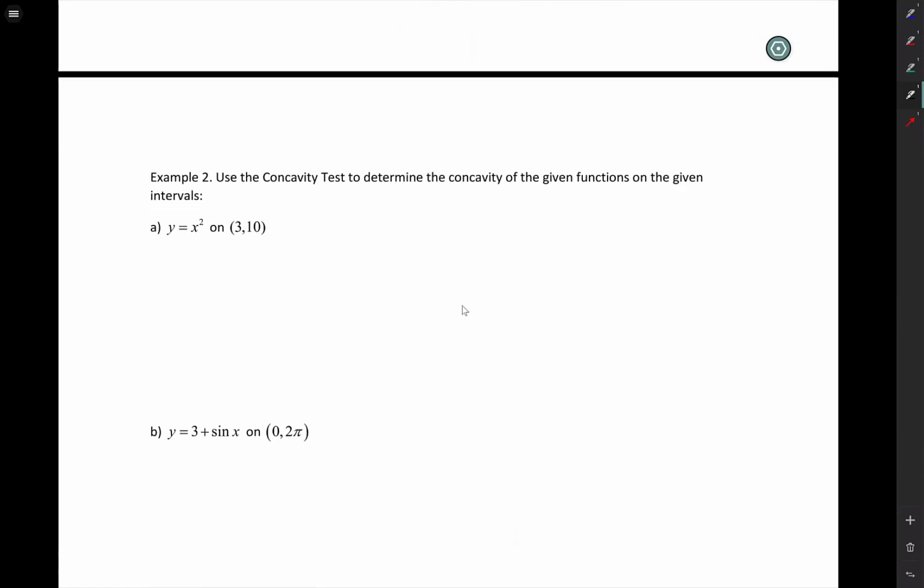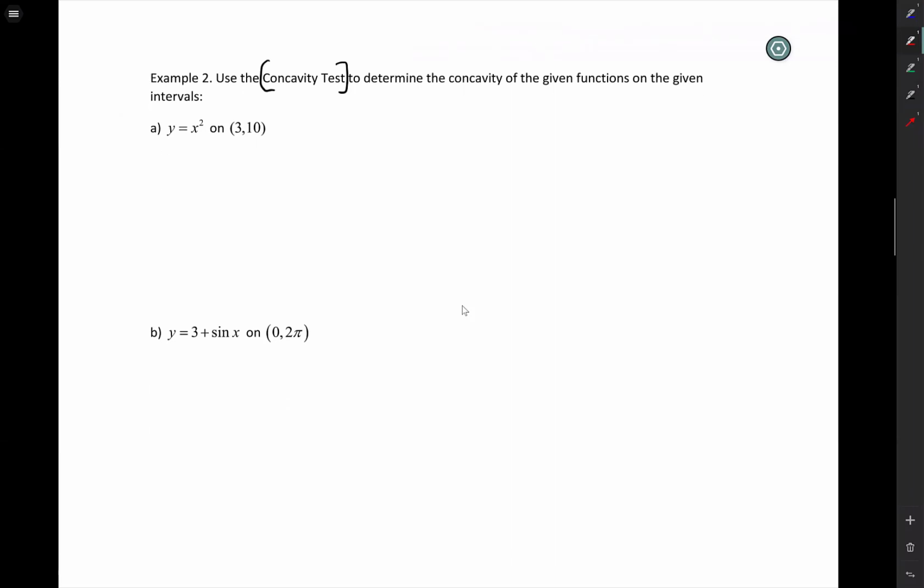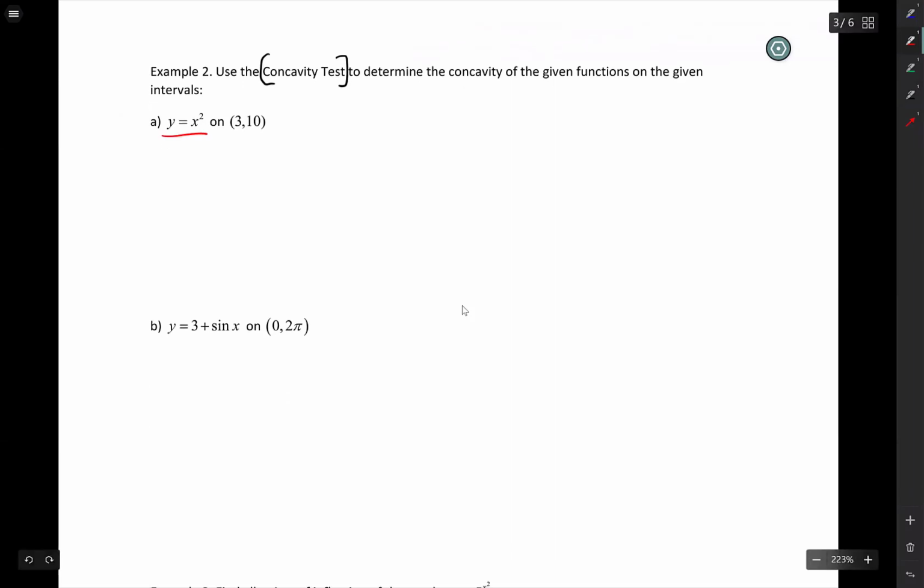Use the concavity test. That just means to take the derivative twice and see whether it's positive or negative to determine the concavity of the given functions on the given intervals. Okay, this is a parabola. Everyone knows that for a parabola, we better get concave up. For this one, it's a positive parabola, so the second derivative better be positive, and it is. Check it out. Y prime equals 2x. That's just the first derivative. Y prime prime equals 2. That's always bigger than 0, no matter what.